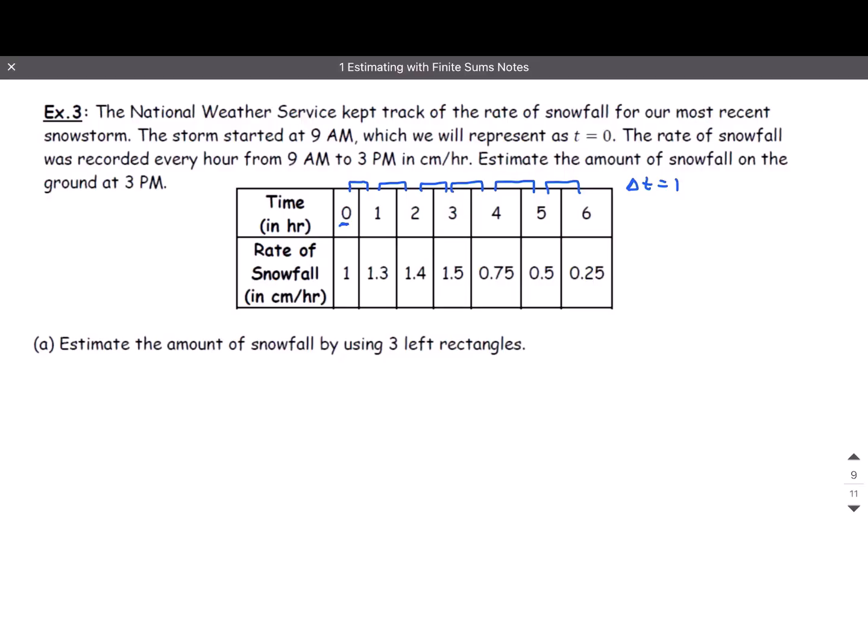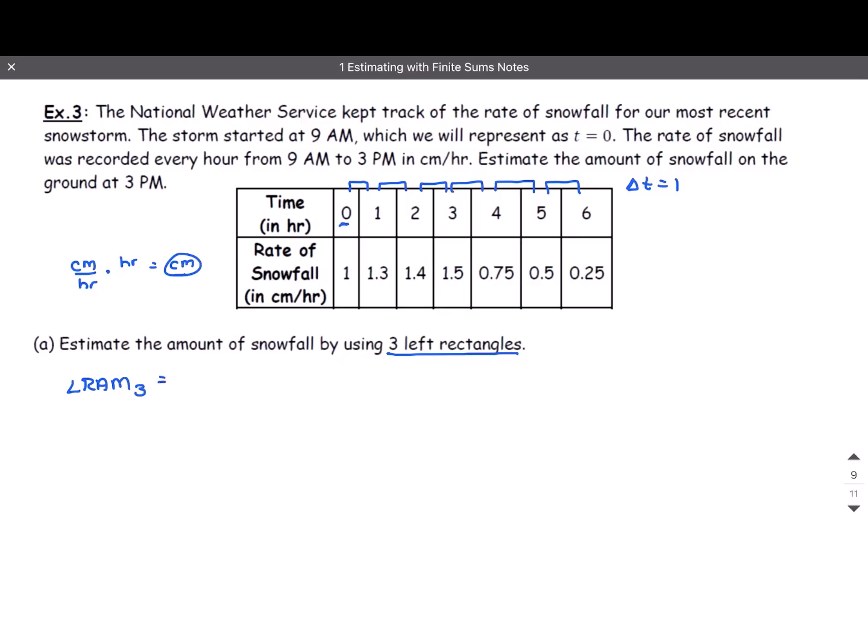So we're going to estimate the amount of snowfall, because if you think the snowfall is centimeters over hours, and if we multiply that by the number of hours, that'll give us the centimeters of snowfall. So we're going to estimate the amount of snowfall by using 3 left rectangles. So we're going to do an LRAM sub 3. We're not going to draw it, we're just going to do it.